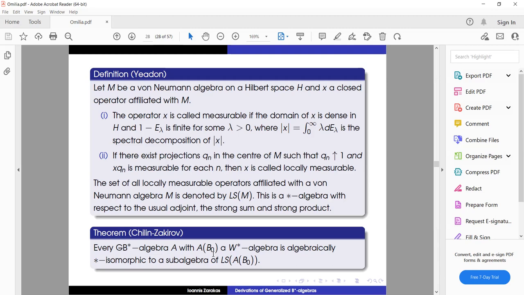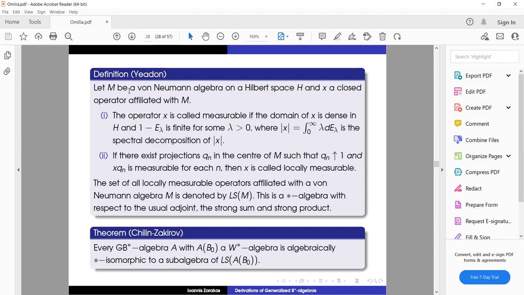So the situation is quite concrete because the locally measurable operators are defined by Segal. They are concrete and we know things about them. And I'm going to be more precise in the slides that come. Just to give a quick recap on the locally measurable operators.